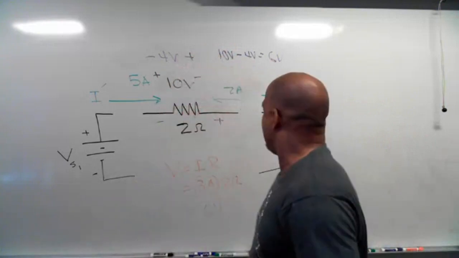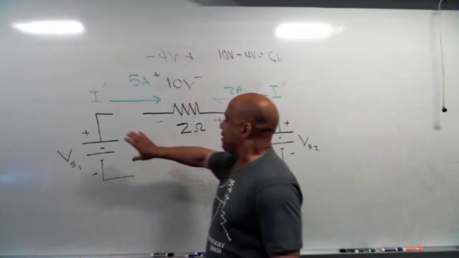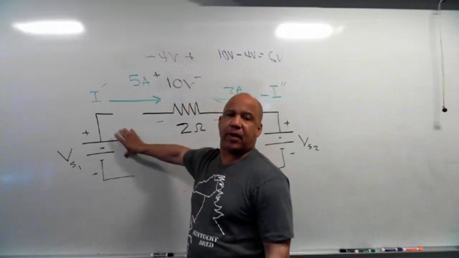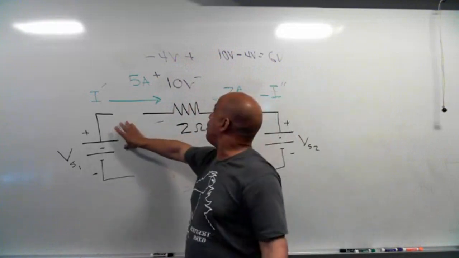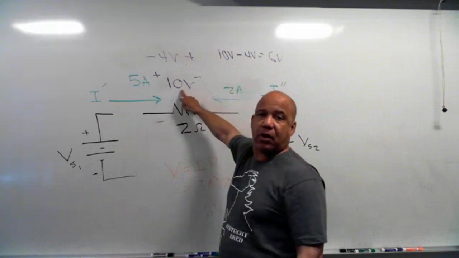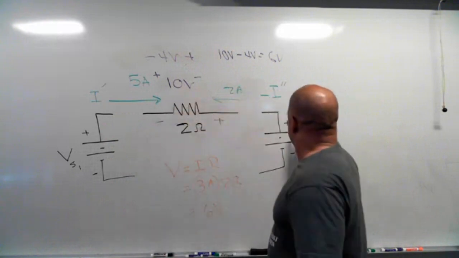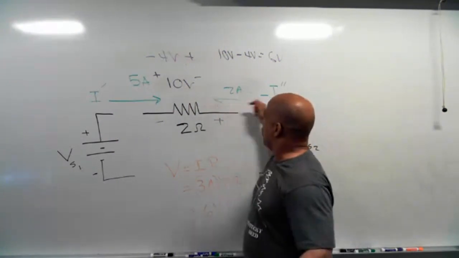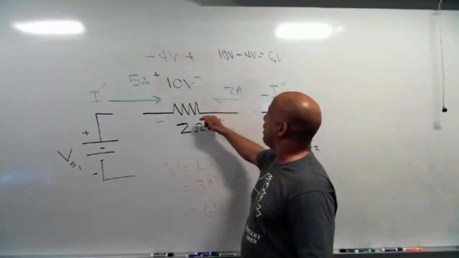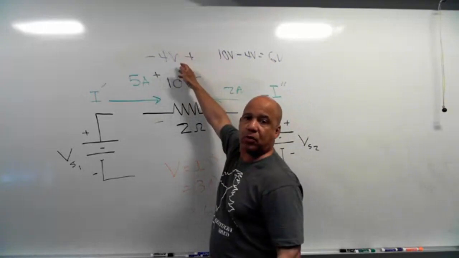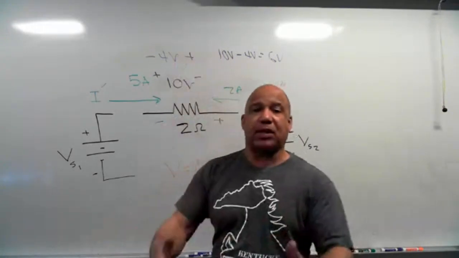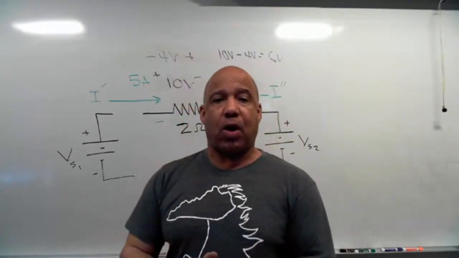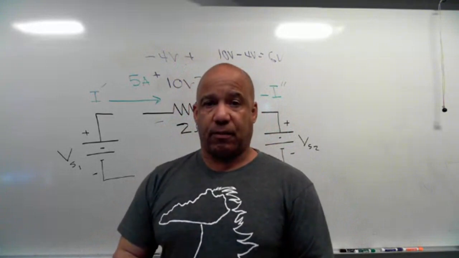Well, what I mean is, I said, all right, if only VS1 was in the circuit, if that was the only voltage source in the circuit, I would have a voltage drop of 10 volts. If VS2 was the only voltage in the circuit, and the current of 2 amps from VS2 was the only current flowing, I would have a voltage drop of 4 volts. The difference between the two is the actual voltage drop across the resistor.